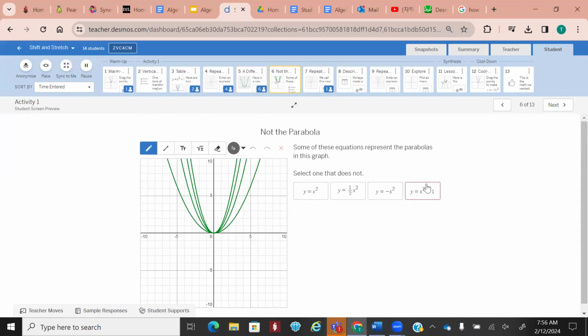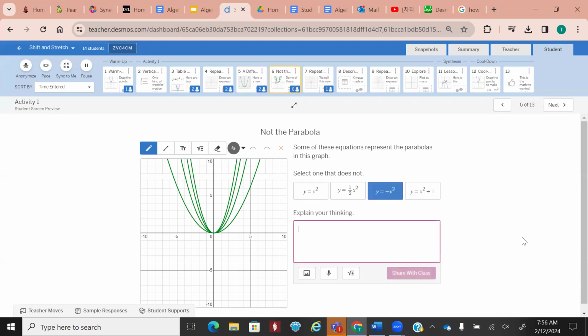Looking at slide number 6, some of these equations represent the parabola in this graph. Select the one that does not. So we've got y equals x squared, that should be right here. Y equals 1/2 x squared, which is right here. And then y equals negative x squared. Well, negative x squared would be facing downwards, right? So is that one represented? No, because it would be facing downwards. So it's concave down.